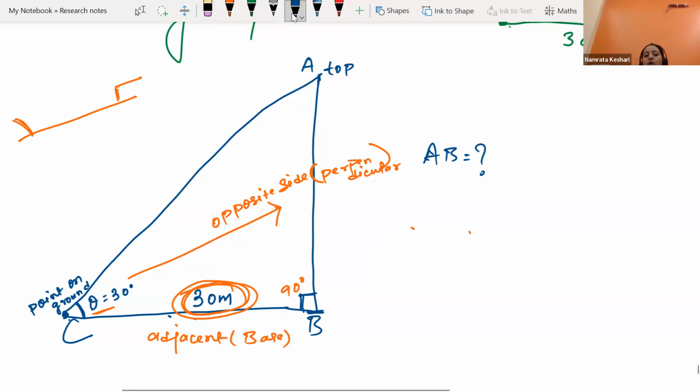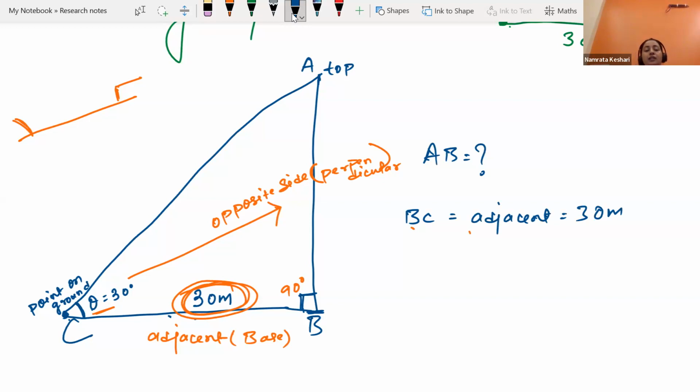So here what we know is the adjacent side, which is 30 meters. According to this angle, BC is the adjacent side. I always explain in my class that according to the angle, opposite and adjacent will differ. Here the angle theta is 30 degrees, which is at C. That's why BC is the adjacent side, and that we have in hand, 30 meters in this right angle triangle ABC.